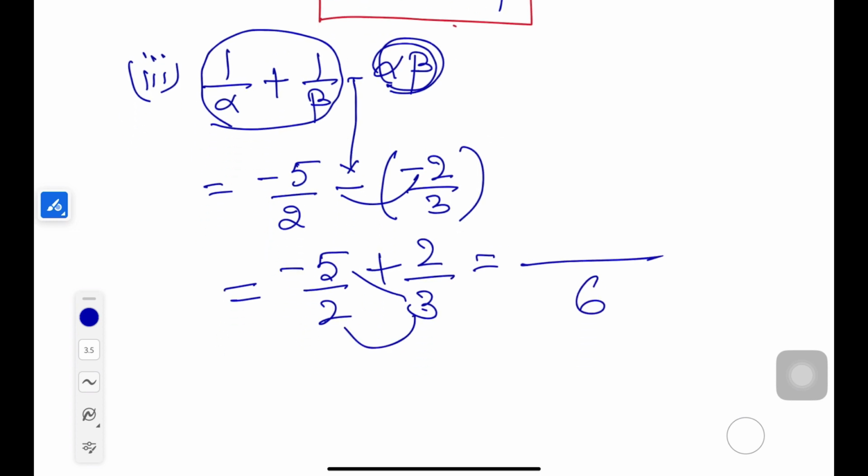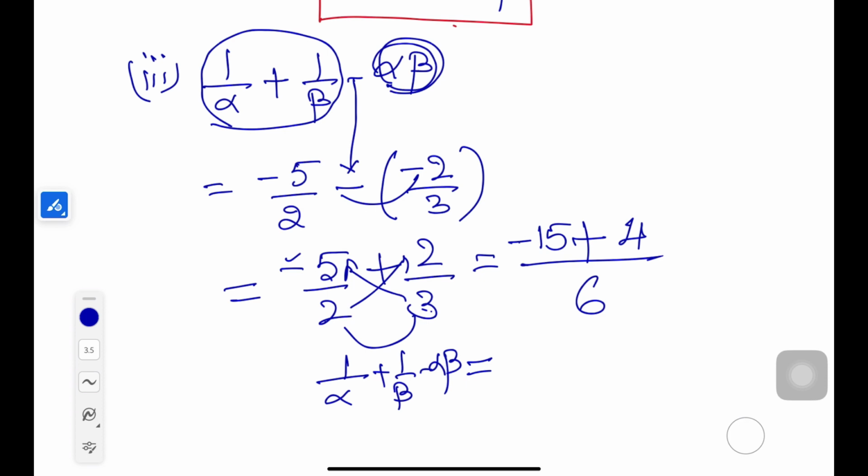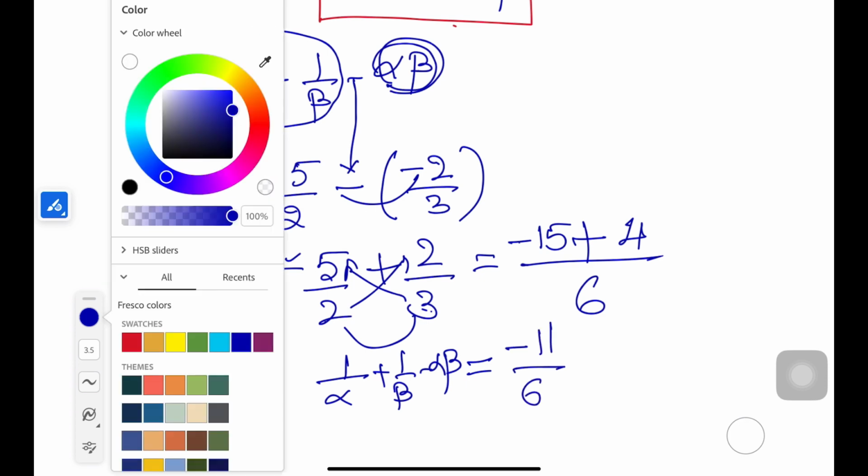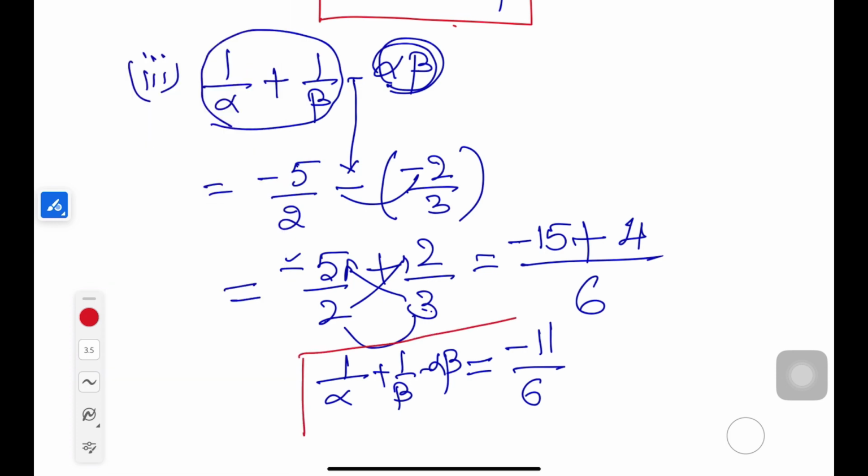When product is the LCM, go with cross multiplication. 3 times 5 is 15. Minus 15. This negative sign, don't forget, children. Plus 2 times 2 is 4. So 1 by alpha plus 1 by beta minus alpha beta value will be -15 plus 4, which is -11 by 6. Hope you understood this type of sums.